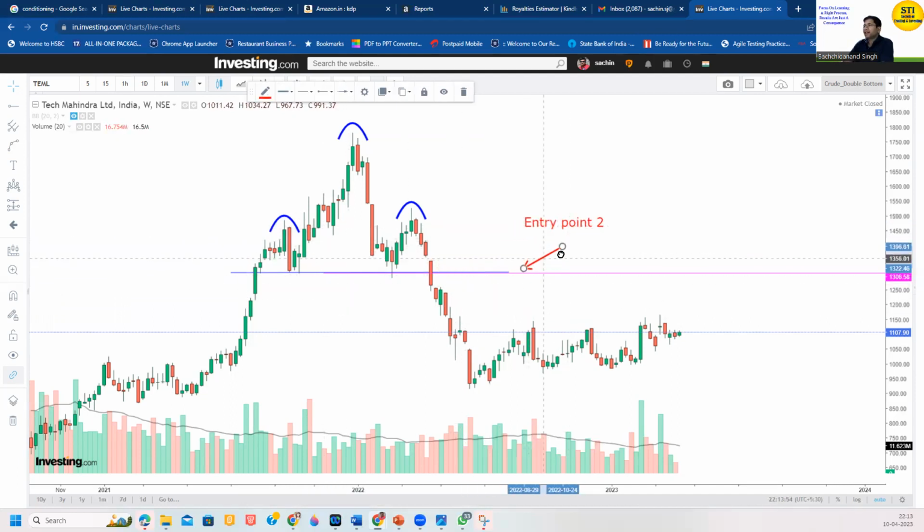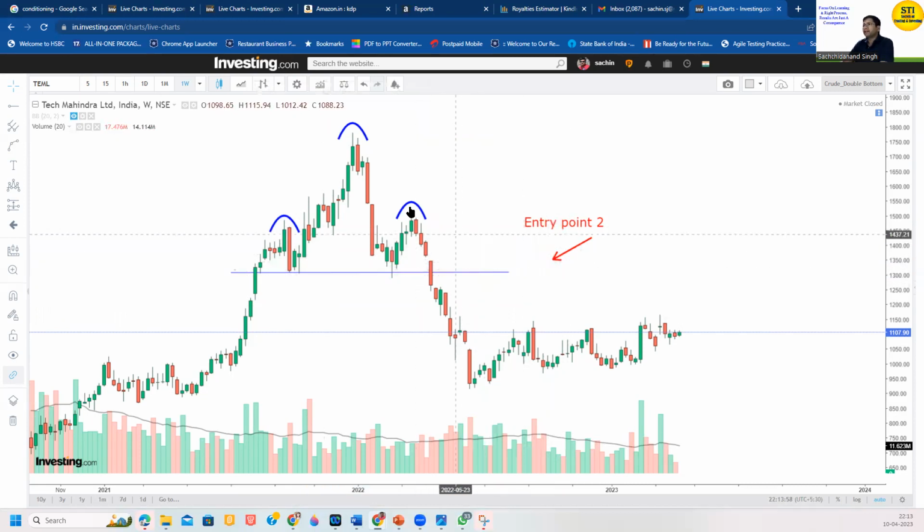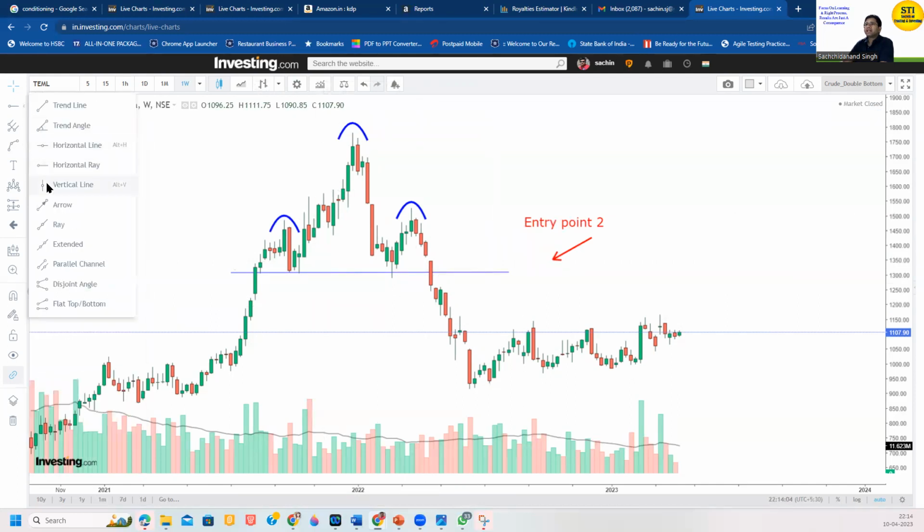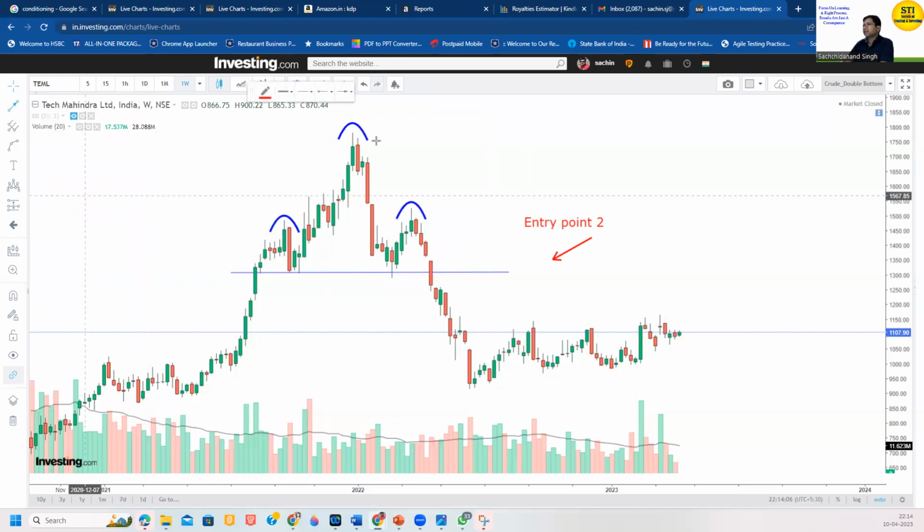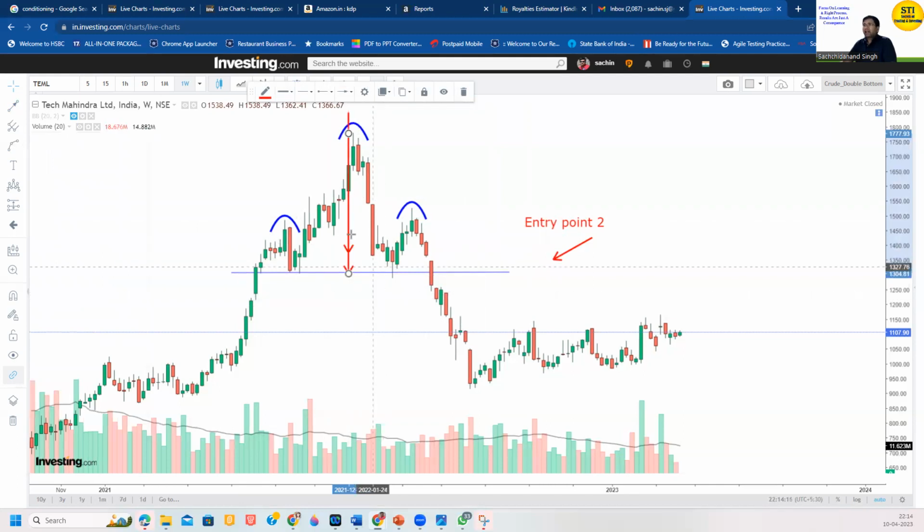And once we define the entry point here, first we need to define the depth, or what the potential targets could be if somebody enters this kind of trade based on this particular setup. So I'm just putting one depth from the top of this trend till the neckline and taking a clone. Okay.